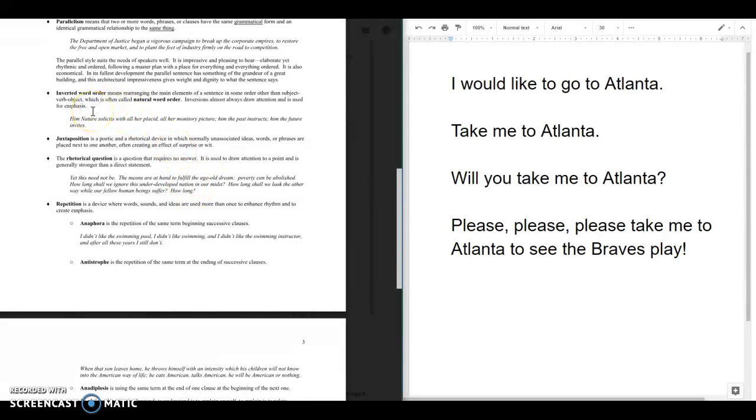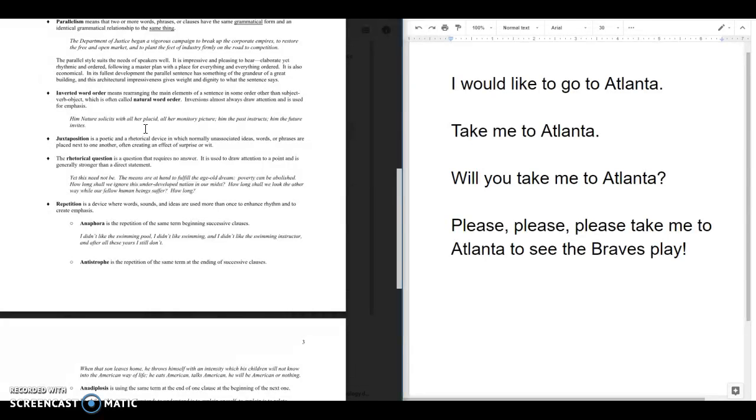Inverted word order is when you have the main elements of a sentence in a different order rather than what would be natural. An example here is, him nature solicits with all her placid, all her monetary picture. Him the past instructs, and him the future invites. And this sentence might sound really weird because usually we would say nature solicits him with all her placid, all her monetary picture. And the past instructs him, and the future invites him.